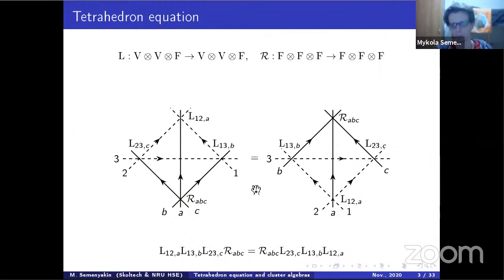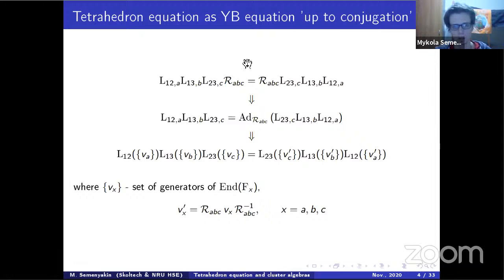And we have also additional spaces, which were not present in the case of Yang-Baxter. Those spaces are in the normal direction to the plane, and an additional operator R acts on these spaces. The equation has this form, and we push this R operator through the plane of dashed lines, and we can rewrite this in another form.